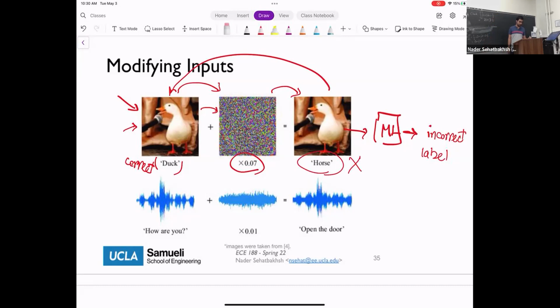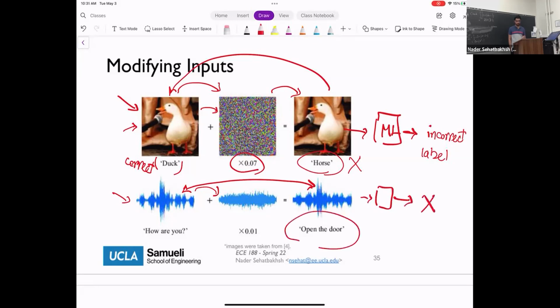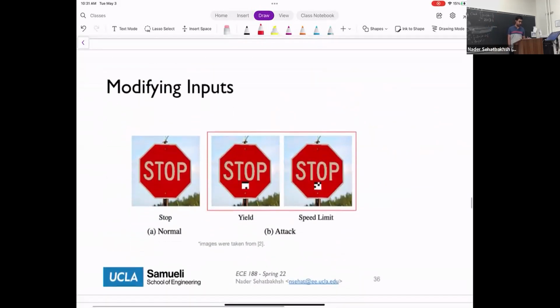Another example is a voice signal, which originally should say, for example, how are you? Again, we modify it and add some adversarial noise or perturbation. If you examine and compare these two, at least visually there doesn't seem to be a significant difference between them. But when we feed this to the machine learning system, again we get an incorrect label, which in this case is, for example, open. That's the idea of evasion attacks.